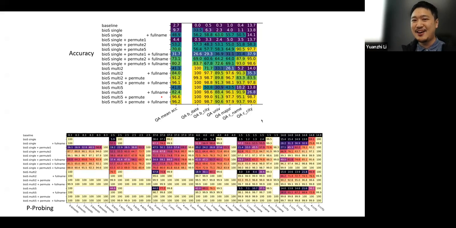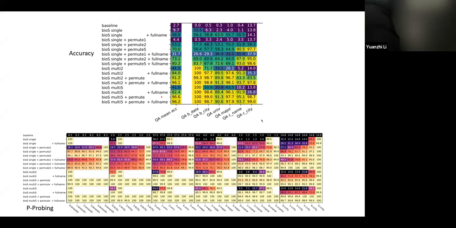And you can see it doesn't help at all. It just stays at random guessing accuracy. But if you permute 5 times per person, you can see the accuracy grow much higher. And the best one is when you use permutation and you also use full name. And the most interesting observation is that there is almost 100% correlation of this question answering accuracy with how the knowledge is stored in the pre-training.